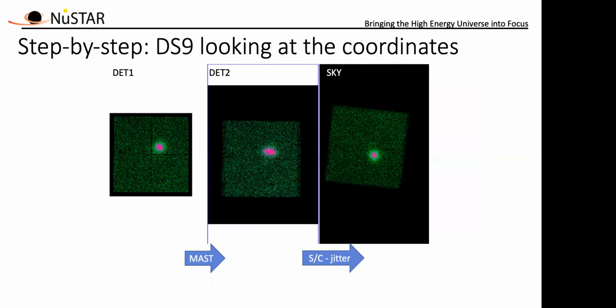So here are again the coordinates. If you're in DS9, it's interesting to look at the detector 1 coordinate system. That's where you have it there. Then you have the intermediate, which has applied the mast motions to it, and finally it has applied the spacecraft jitter motion, and now you've got a point source back there.